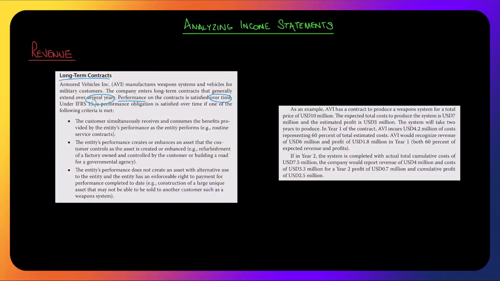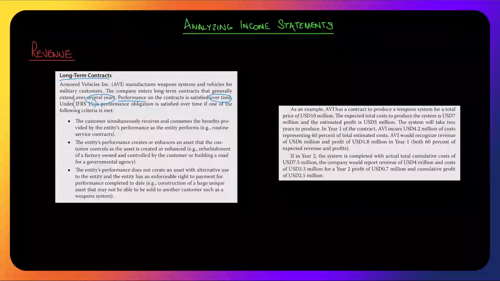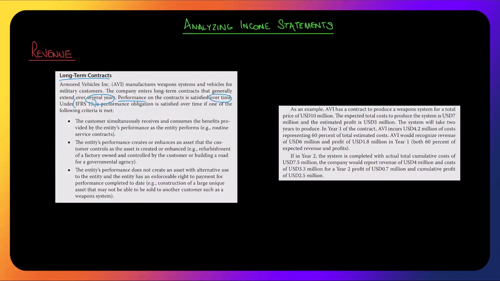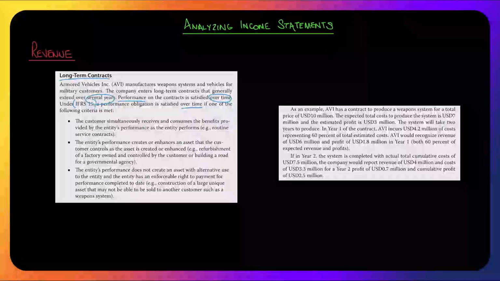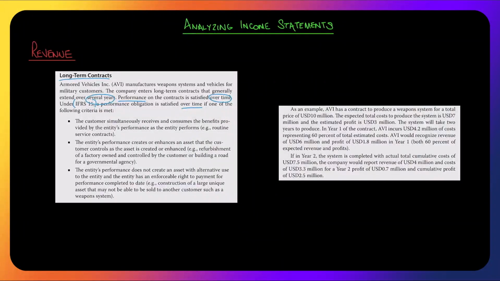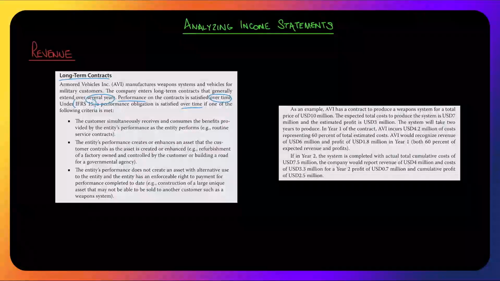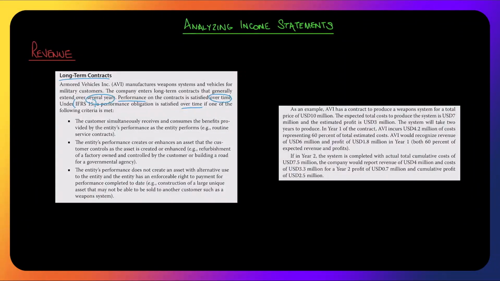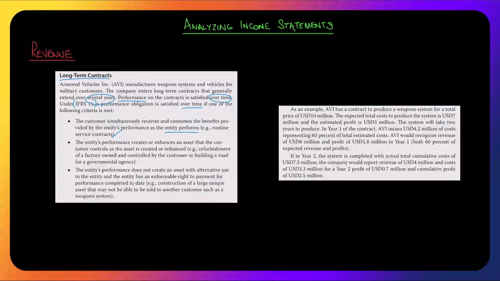Under IFRS 15, not too excited about learning the names and numbers of the standards, so don't worry about that. A performance obligation is satisfied over time if one of the following criteria is met. So the curriculum here is giving us extra information using these walkthrough examples, which is why they're important to go through. Firstly, the customer simultaneously receives and consumes the benefits provided by the entity's performance as the entity performs. In other words, as we are providing the service, they are consuming it. Service contracts, that's the example I gave earlier on. They are getting use out of that service contract as we're providing it.